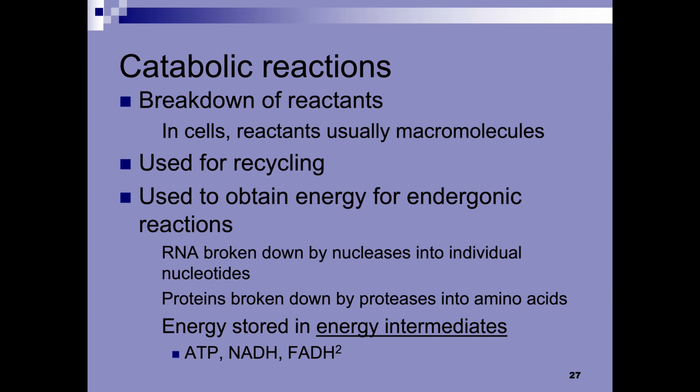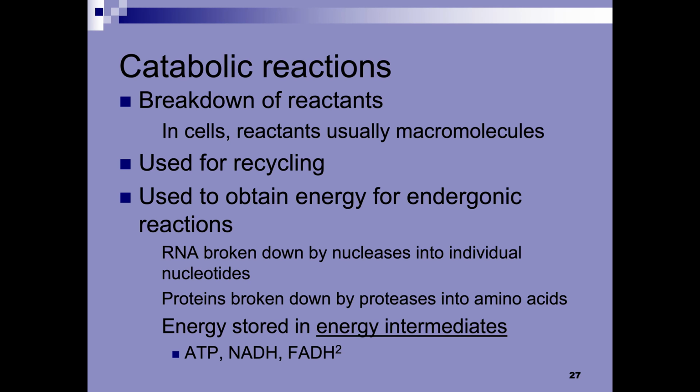In catabolic reactions, remember we break down things, so this is where the reactants are going to be broken down. These reactions are used in recycling for cells. They're going to need to recycle things such as old mitochondria, old cellular components, or proteins. Those are going to be broken down, and the energy released from those chemical bonds, like the peptide bonds between amino acids, is going to be used in endergonic reactions to create new proteins. Examples are RNA being broken down by ribonucleases, proteins being broken down by proteases, lipids being broken down by lipases, etc.